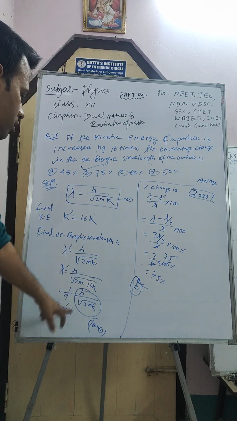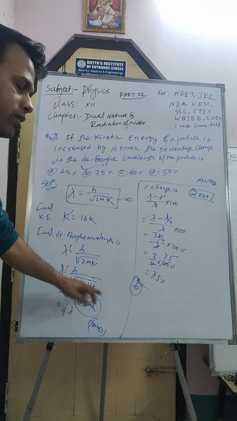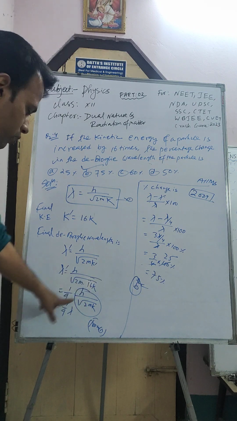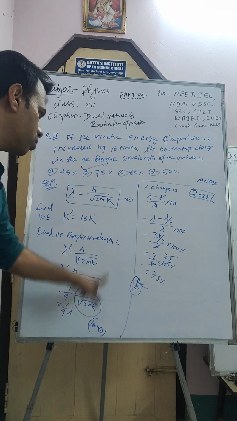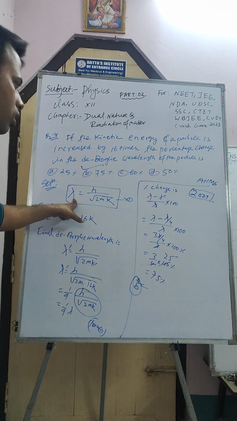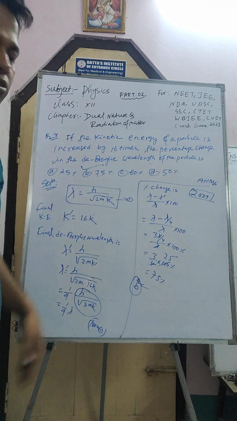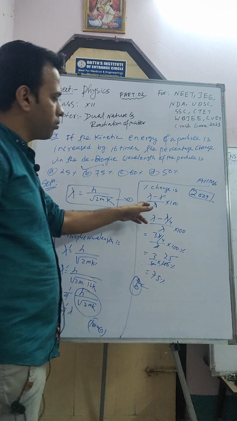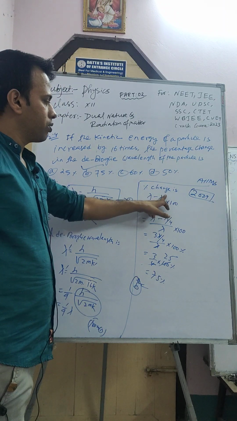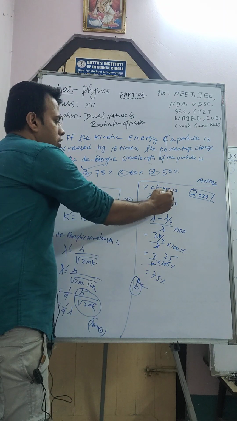16k. So if I take out 16 as 4, 1 by 4, then it will leave h by root over 2mk, and here we can put lambda, is not it, from equation 1. So this is a decrease, so they ask the change. So the percentage change will be final minus initial. Sorry, initial minus final, because it decreases.